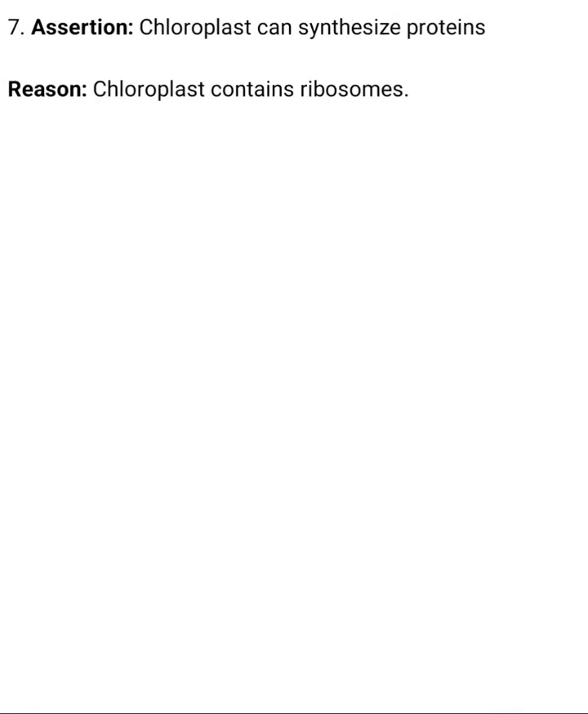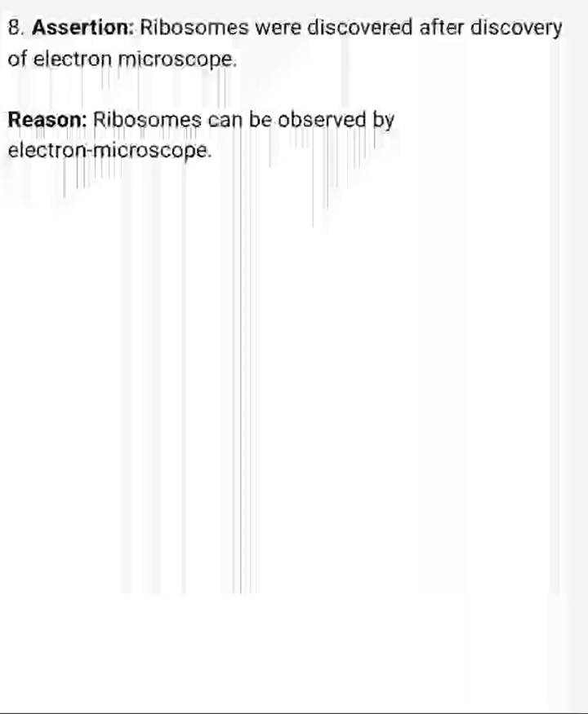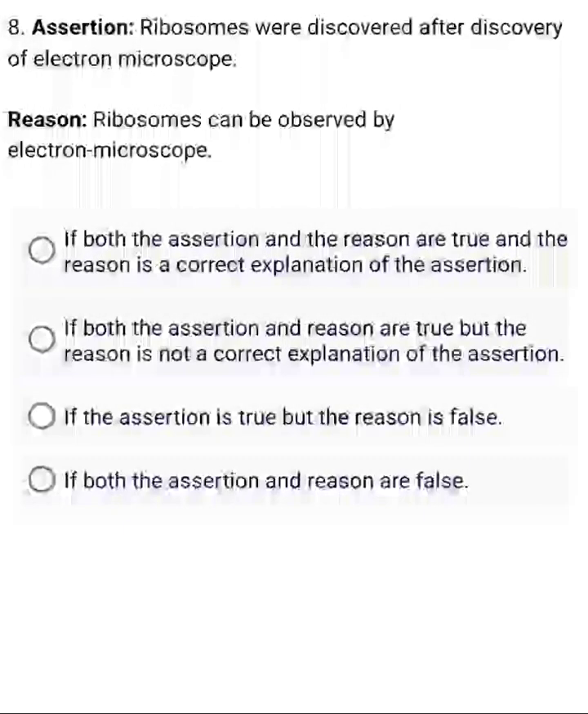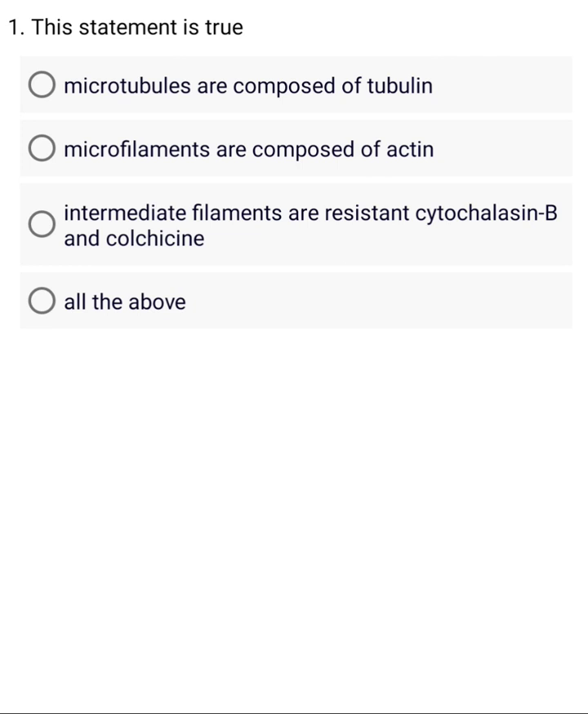Right. Assertion: Chloroplast can synthesize proteins. Reason: Chloroplast contains ribosomes. A. If right. Assertion: Ribosomes were discovered after the discovery of the electron microscope. Reason: Ribosomes can be observed by electron microscope. A. Right. This statement is true.